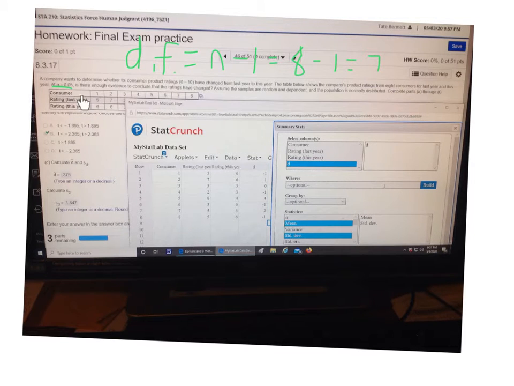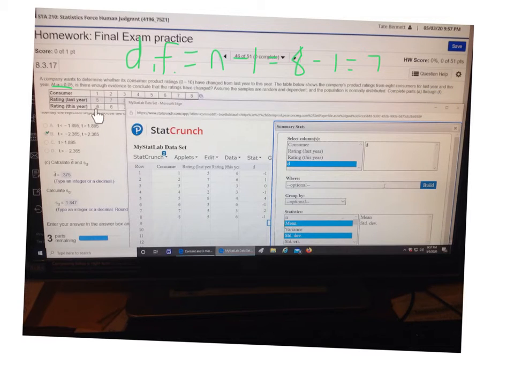Assuming maybe you know how to set up the hypothesis test, I'll talk to you about maybe finding the critical values and how to calculate the mean and standard deviation. A company wants to determine whether its consumer product ratings, 0 through 10, have changed from last year to this year. The table below shows the consumer product ratings for 8 consumers for last year.